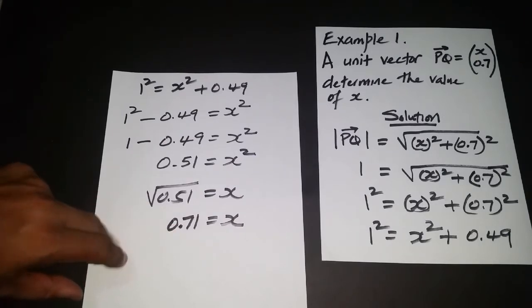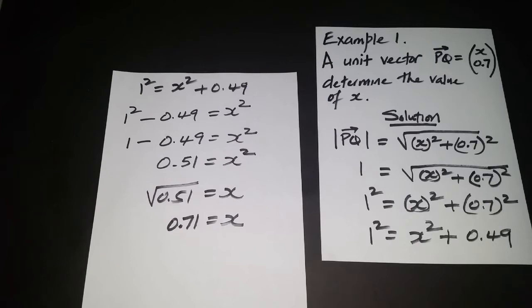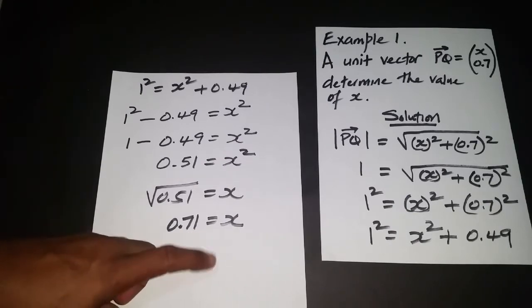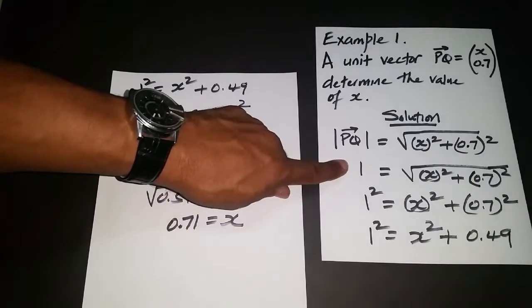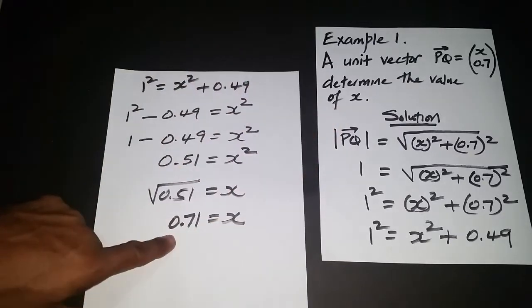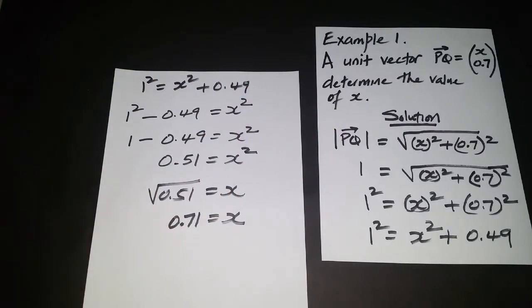Now a common mistake with these problems is that students tend to write the units beside it, but we're not finding the magnitude. We already know what the magnitude is. What we're finding is the value of x, and that is just a number. All right, so that's our first example. Let's take a look at another one.